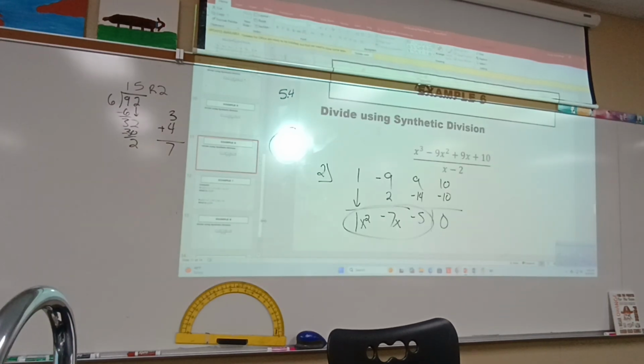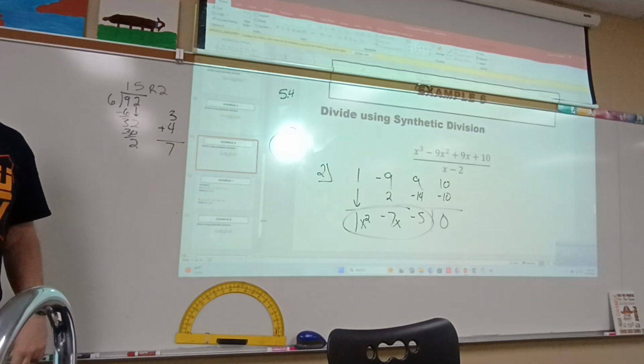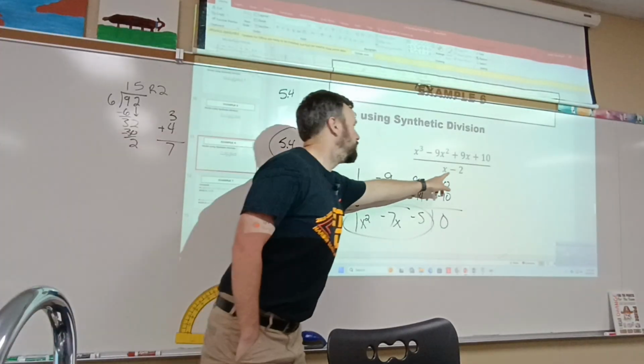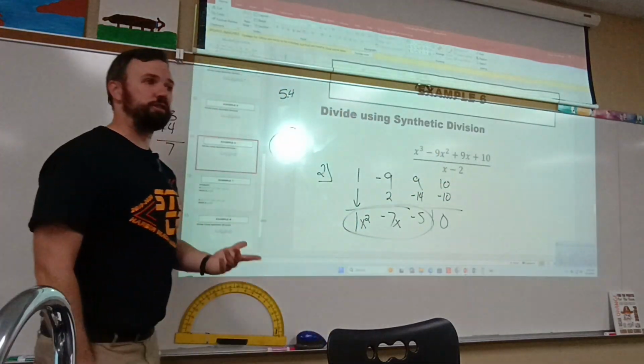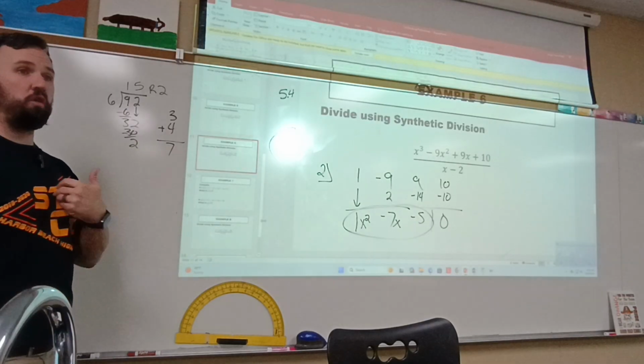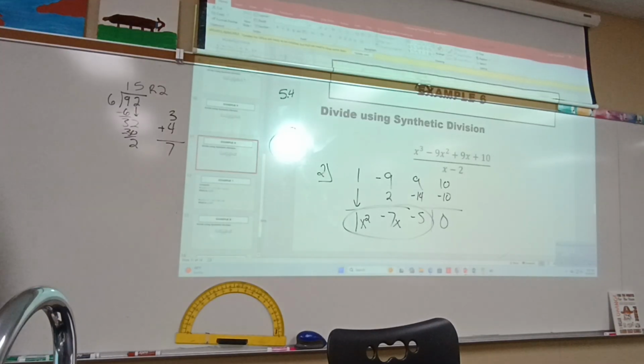All right, how'd it go when you did this? What made this one different than all the other examples we saw? No remainder. So now think about this. Do you think 2 is a 0 of that function? Sure, because I can factor out x minus 2. So that's what the whole next section is about: if we know a factor, we can divide it out using synthetic division.